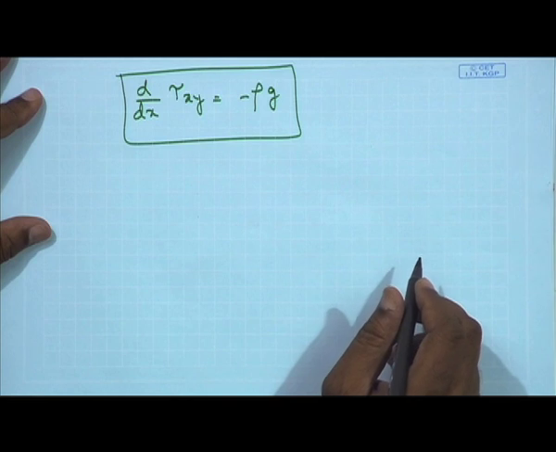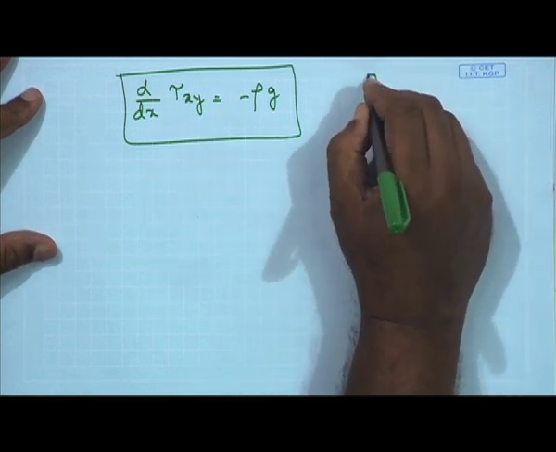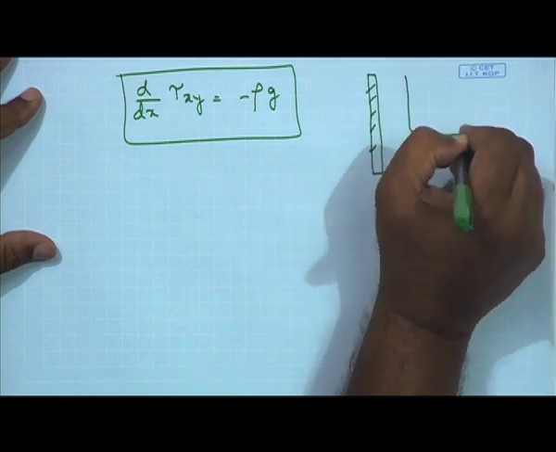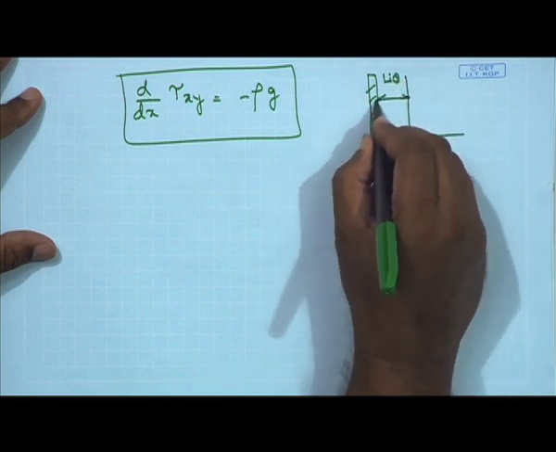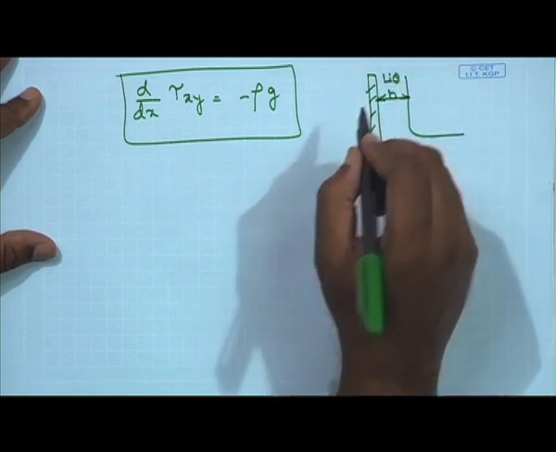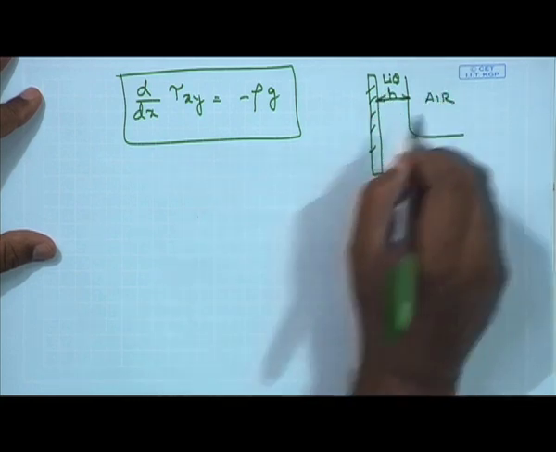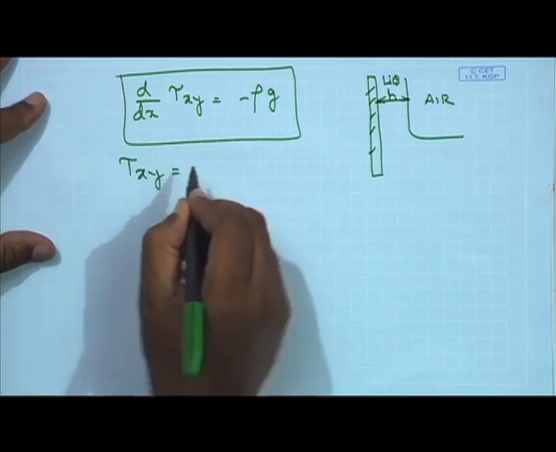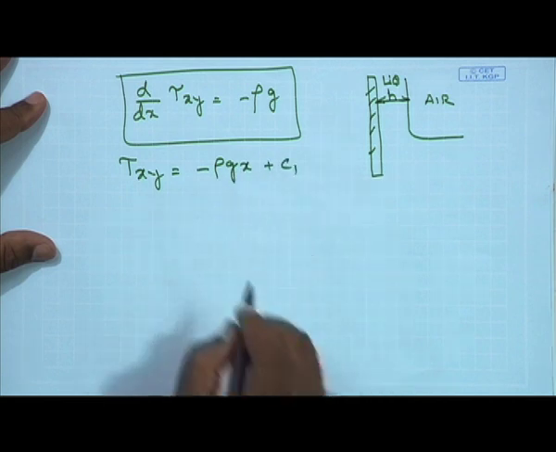Okay. So again, this is the belt and this is the film. So, this is the liquid, and this is the thickness of the liquid film, which is h. Now, this is air. So, the first thing that we can do is simply integrate it once to get tau xy equals minus rho g x plus C1.